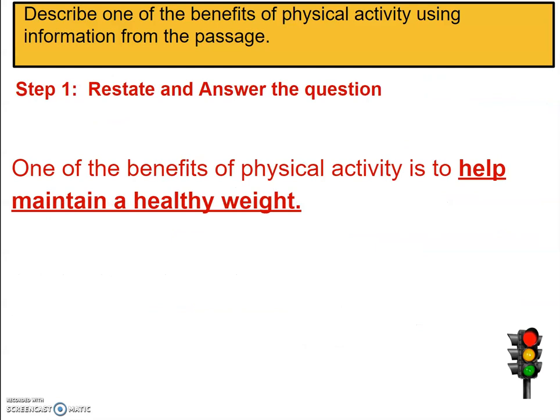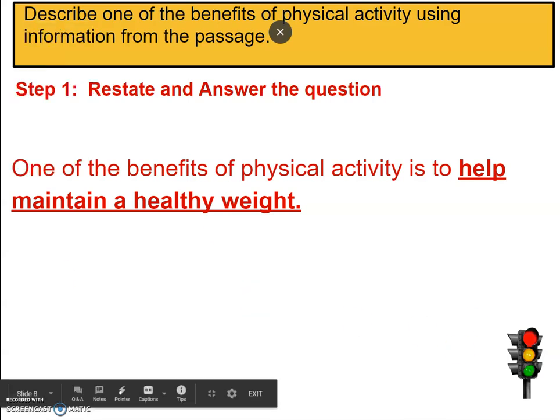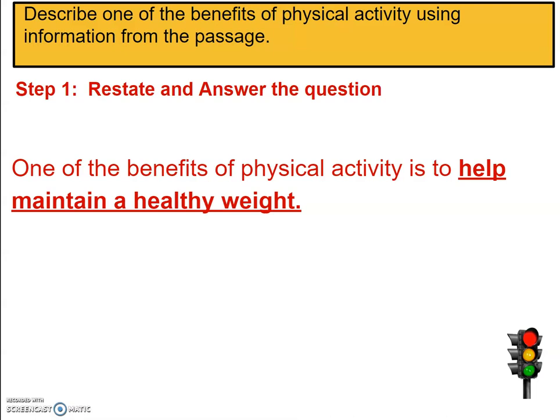So if we're working through the RACE strategy, step 1 would be to restate and answer the question. So if we take the question, it tells us describe one of the benefits of physical activity using information from the passage, we're going to remove the question words or the directions, and we're going to simply restate the question. One of the benefits of physical activity is, and then we have directly answered the question, to help maintain a healthy weight. So this is our R and our A, step 1.